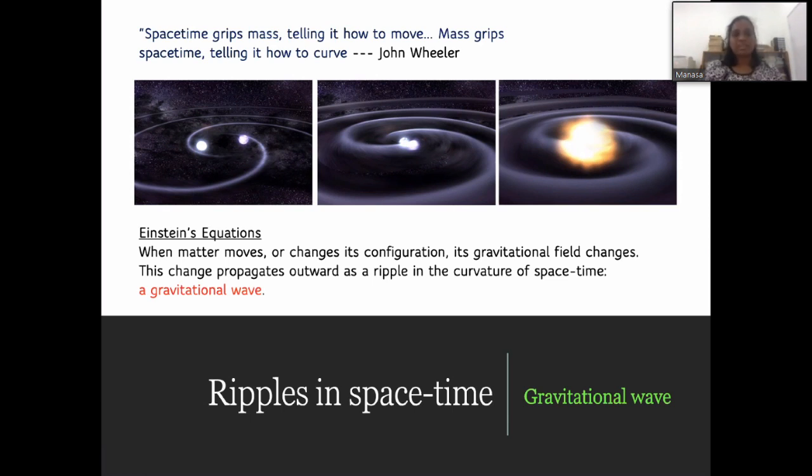And because of this, whenever a heavy object or matter moves or changes its configuration, the gravitational field around it changes. And when this change propagates, it propagates as a ripple in the space-time curvature. And the ripples in space-time are what we call gravitational waves.